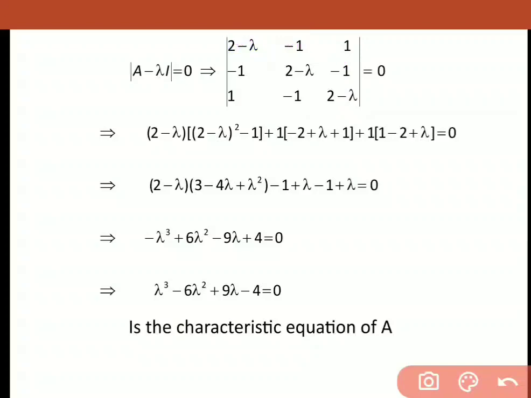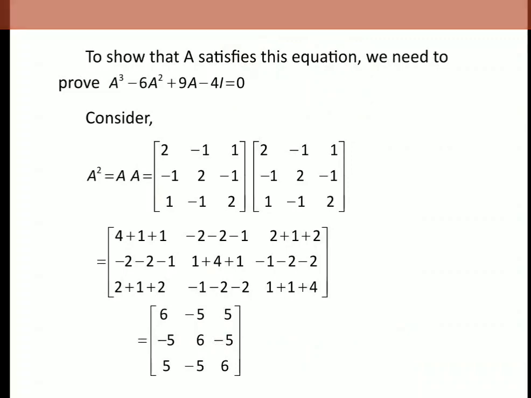Simplify this, you will get minus lambda cube plus 6 lambda square minus 9 lambda plus 4 equals 0. The first element is negative, so multiply throughout by minus sign, and you will get lambda cube minus 6 lambda square plus 9 lambda minus 4 equals 0. This is the characteristic equation of matrix A. Now to show that A satisfies this equation, we need to prove A cube minus 6A square plus 9A minus 4I is equal to 0. That is, replacing lambda by A, you should get a null matrix.